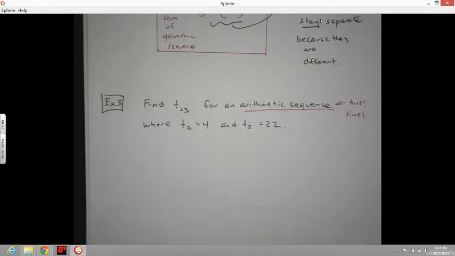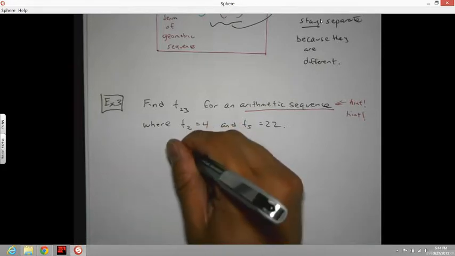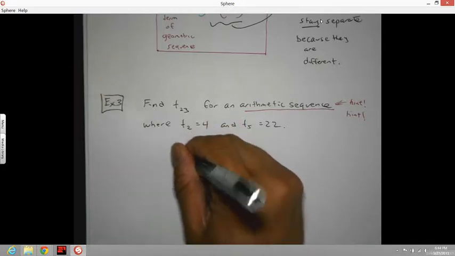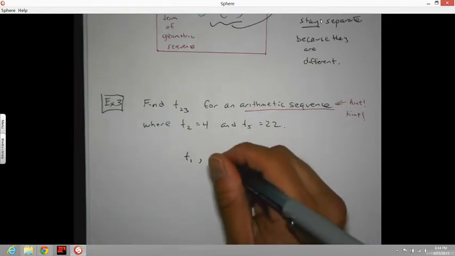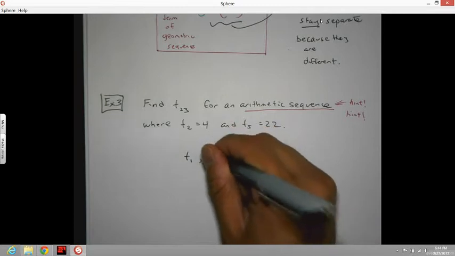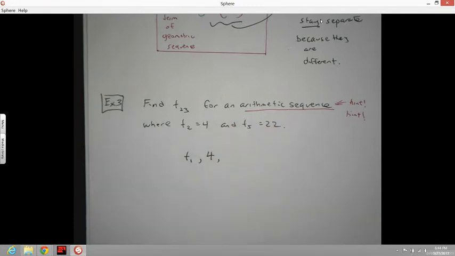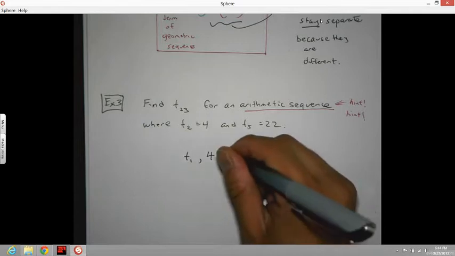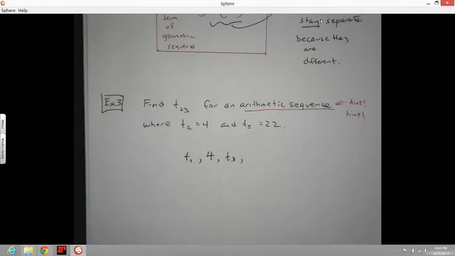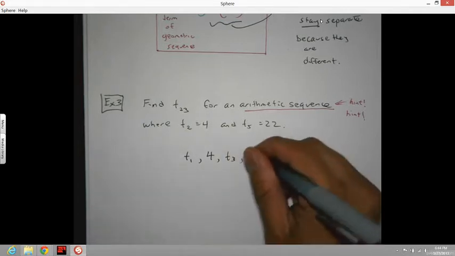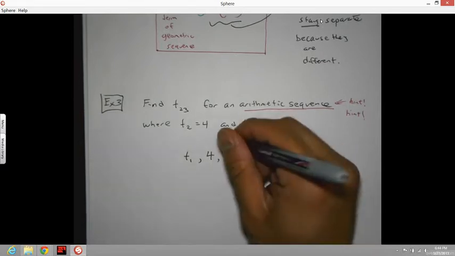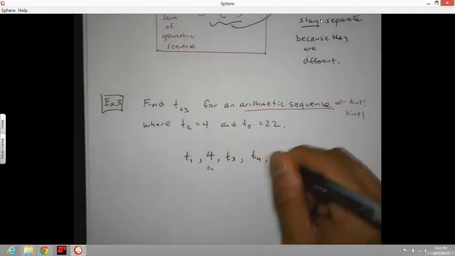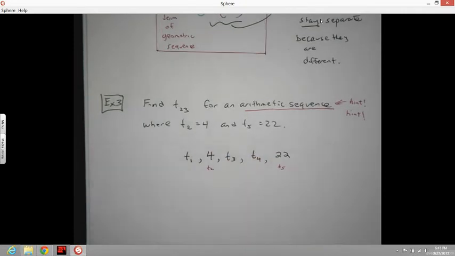I could probably try to draw the sequence out myself. Let me do that right now. Oh, man, I don't know the first term. I'll call it T1. Okay? Do I know my second term? Sure I do. They gave it to me. 4. Okay. Do I know my third term? I don't. My third term I don't know. My fourth term? Still no. Okay? But my fifth term I do know. It's 22. And I'm going to write down T2 right here, just underneath, and T5 under here, just to remind me that I know these things. Alright. So I'm in pretty good shape here.